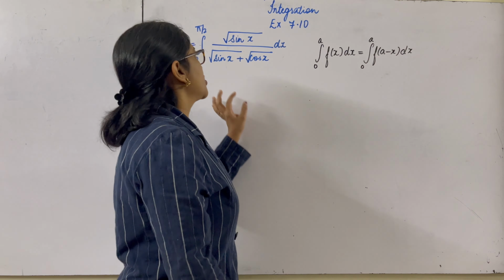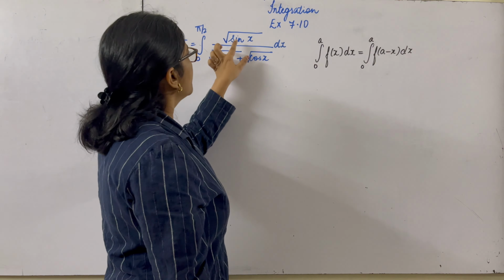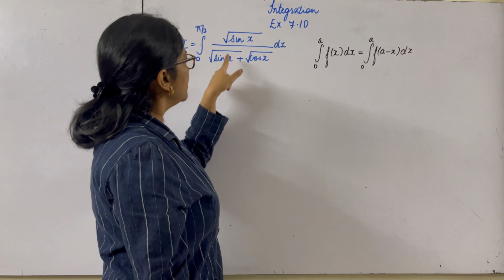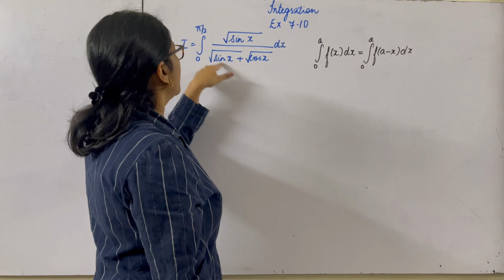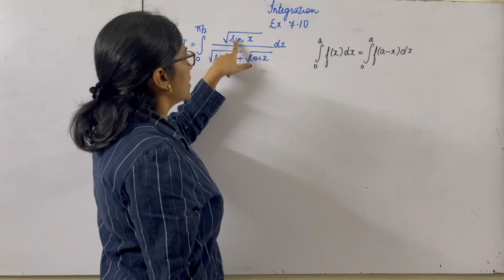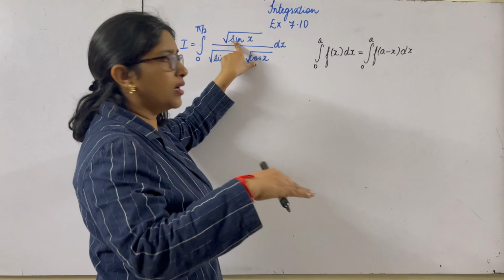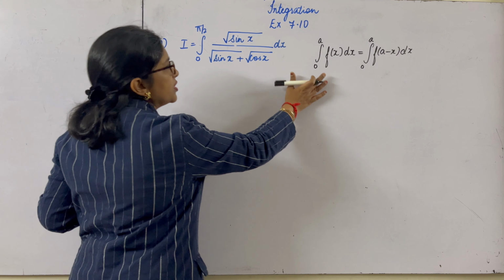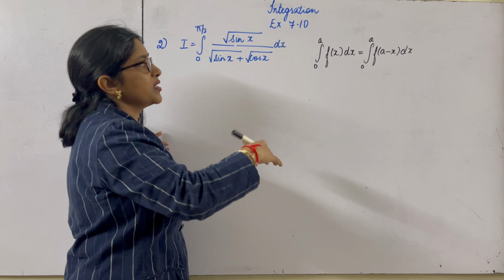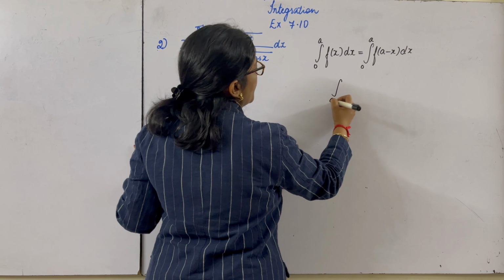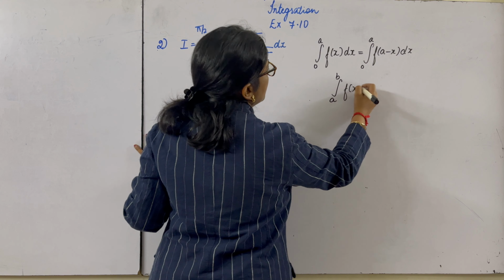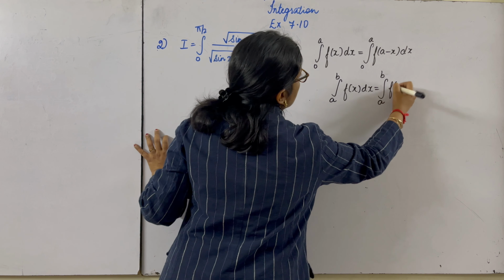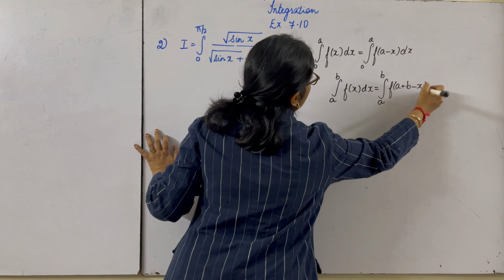So coming to the second question, we have root sin x upon root sin x plus root cos x. As we see, we have one term in the denominator, and if we apply pi by 2 minus x, we will get cos x here. That means we will get the other term from the denominator. Whenever that is possible, we can go with 0 to a f(x) dx, or otherwise the other property, a to b f(x) dx, if the lower limit is not 0, we can follow this.